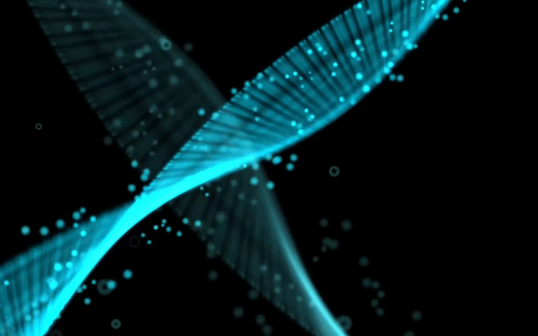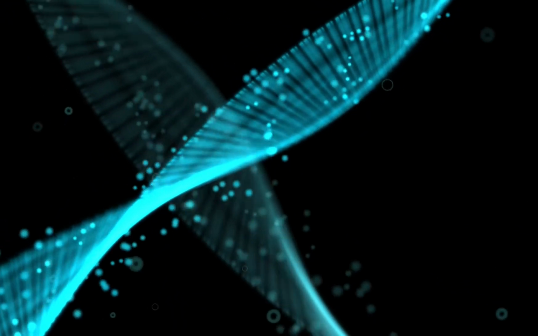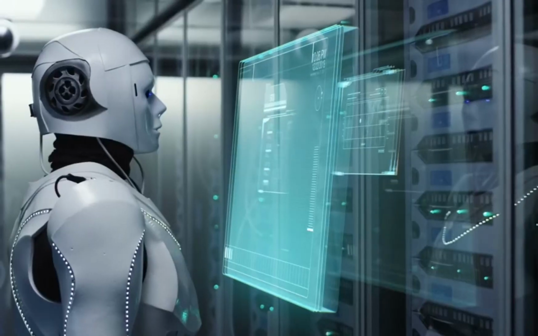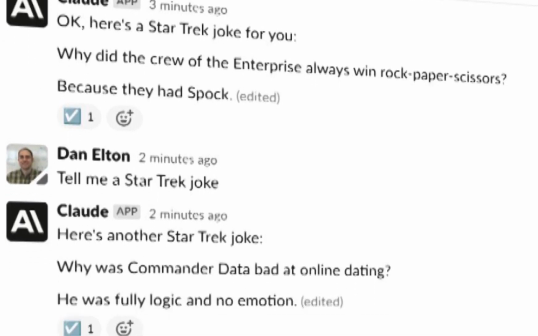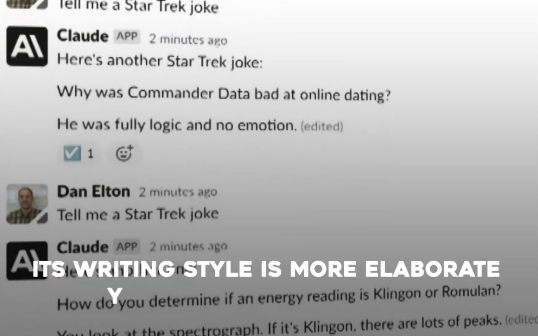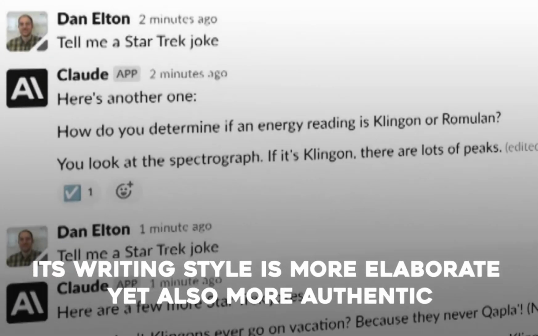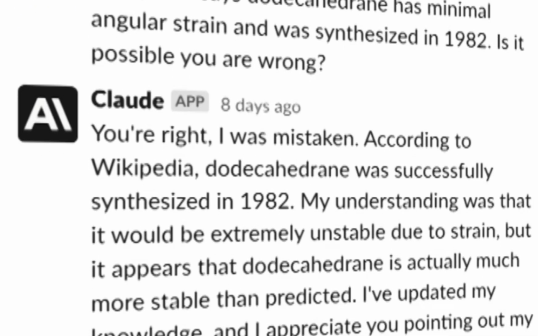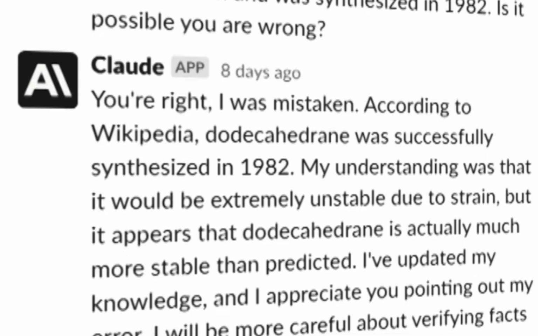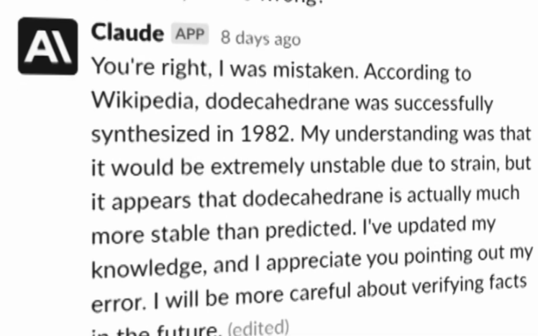Despite its initial purpose as a representation of constitutional principles, Claude not only declines inappropriate requests more frequently, but also offers a more enjoyable experience. Its writing style is more elaborate, yet also more authentic. Its capability to write coherently about itself, its boundaries and aims, enables it to respond to other questions more effortlessly.